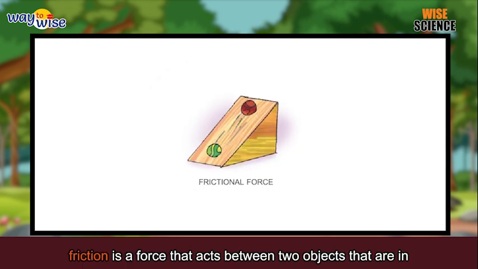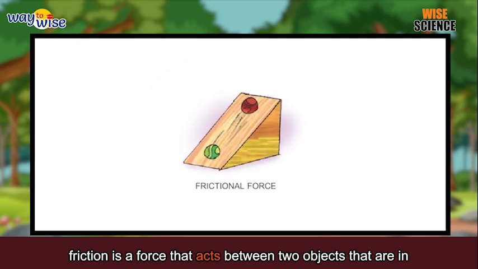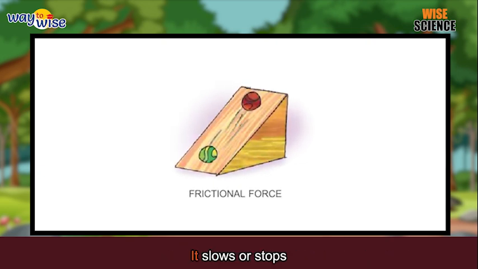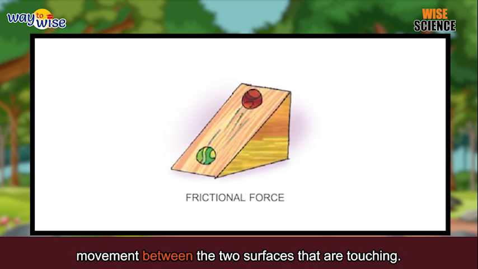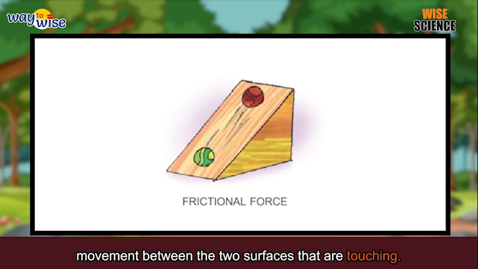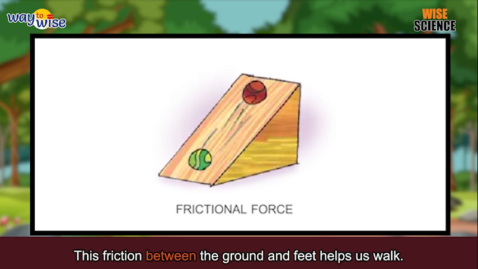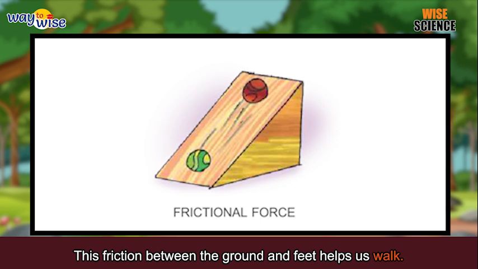Frictional force. Friction is a force that acts between two objects that are in contact with one another. It slows or stops movement between the two surfaces that are touching. We walk on the ground due to friction. This friction between the ground and feet helps us walk.